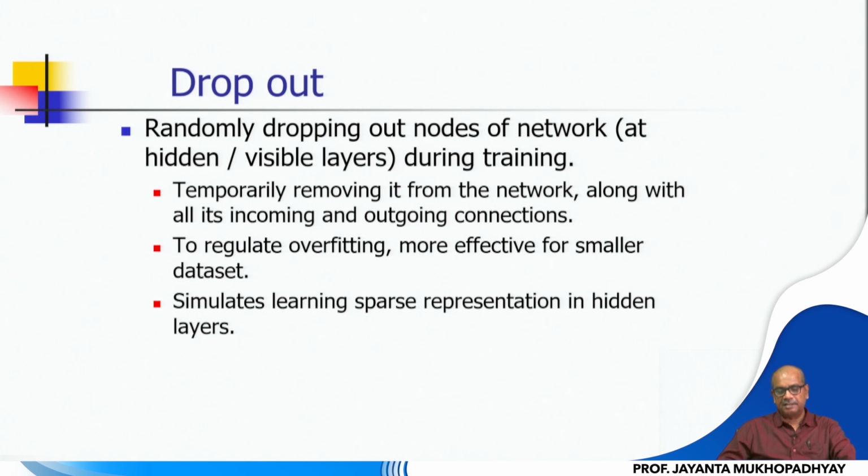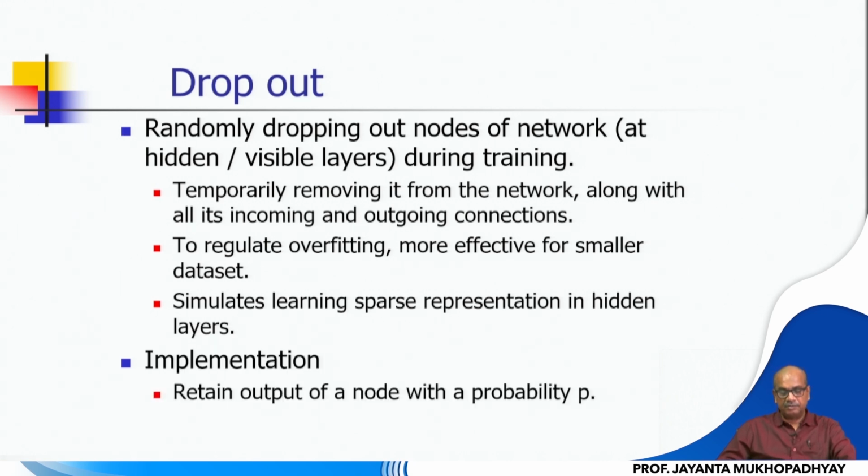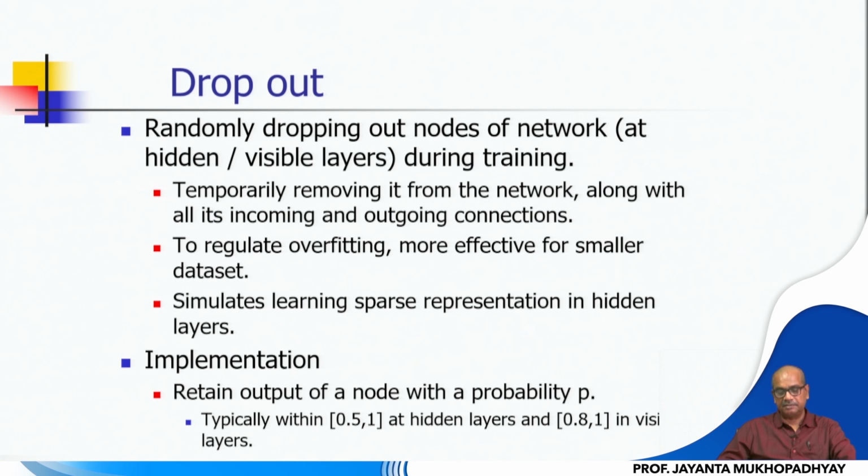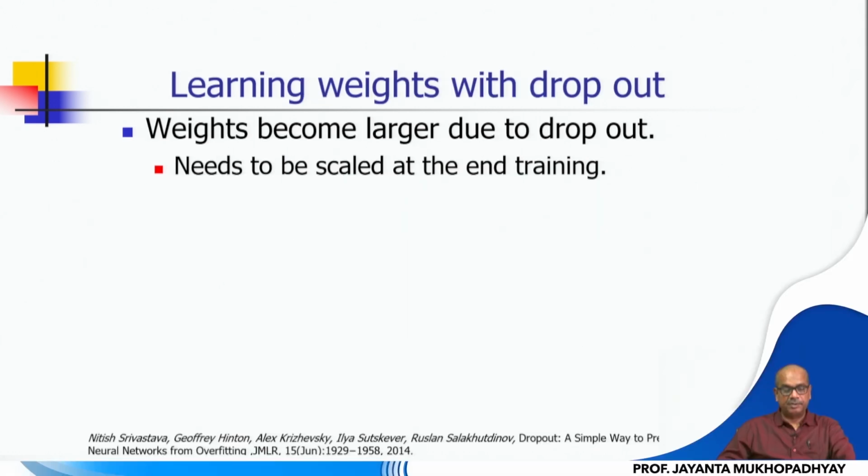And then it simulates learning sparse representation in hidden layers. So you retain the output of a node with a probability P. Sometimes we also do it in that way. Typically P is within 0.5 to 1 at hidden layers and 0.8 to 1 in visible layers. So when we learn weights with dropout, weights become larger due to dropout, and need to be scaled at the end of training.